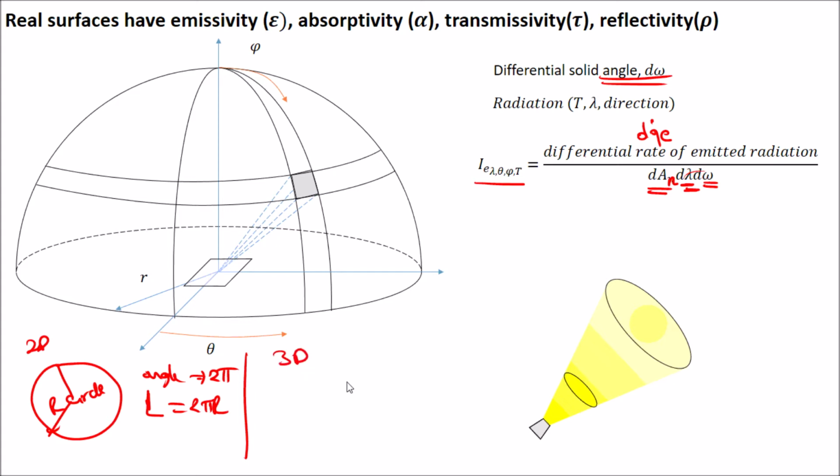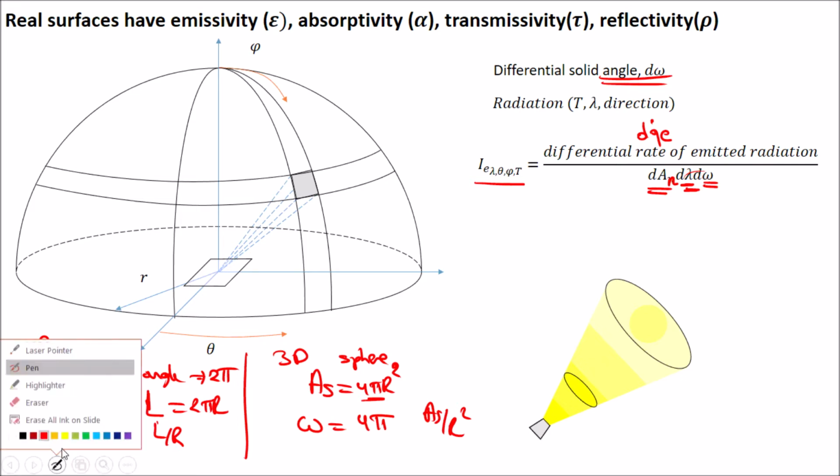If I take 3D, for 3D I have a sphere. The surface area of the sphere is 4 pi r squared. Here we define the angle as omega, and it is 4 pi. In 2D the angle is L by R, but here it is AS by R squared. Whatever role this 2D angle plays, the same role is played by this 3D angle. It shows the fraction of the surface area of the sphere, and in 2D it shows the fraction of the circumference of the circle.